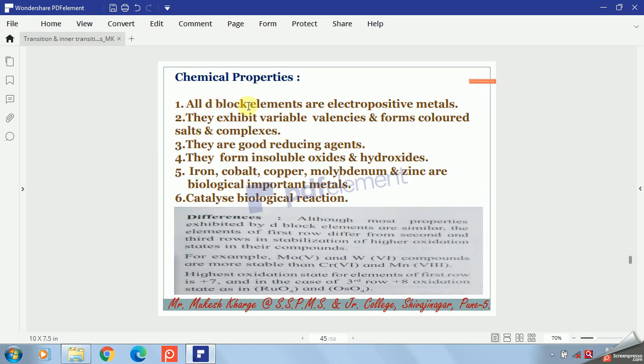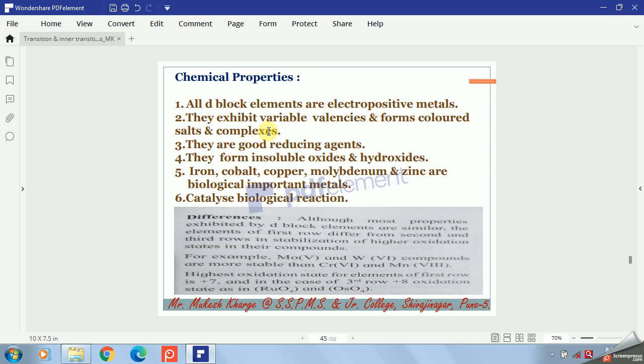So all D block elements are electropositive metals, means they donate one or more electrons and they form M+ cations. If they donate one electron, M+. If they donate two electrons, M2+. If they donate three electrons, they form M3+. That is electropositive ion. Then they exhibit variable valencies and form colored salts and complexes.